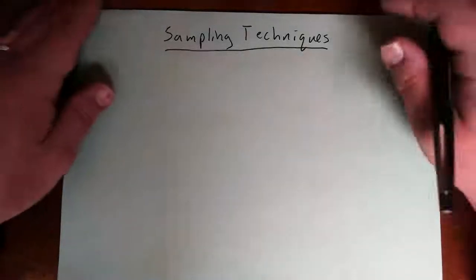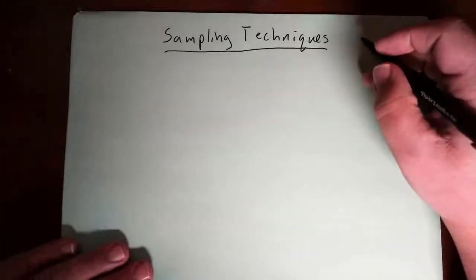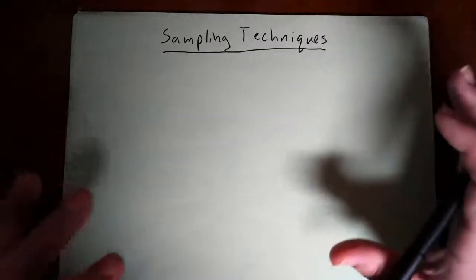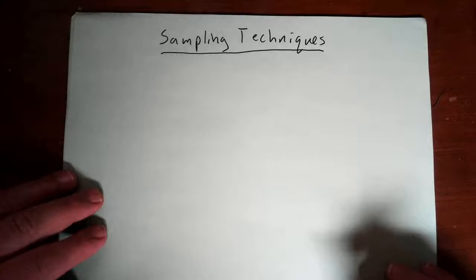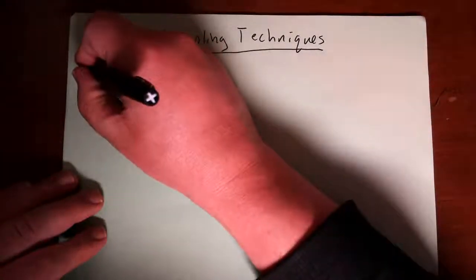In this video, we're going to talk about some different sampling techniques. These are some techniques that you can use to draw out a sample. They're all going to pretty much give you a random sample, but each one's a little bit different depending upon the situation and what kind of sample you need. So we're going to talk about 4 sampling techniques.